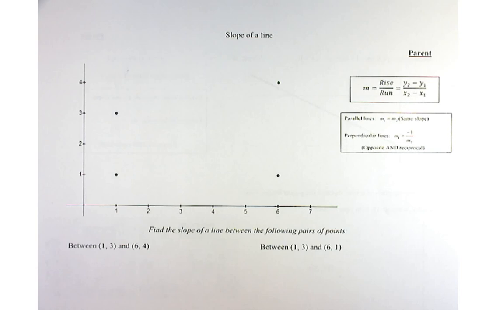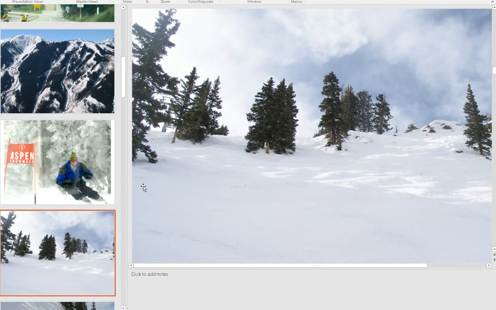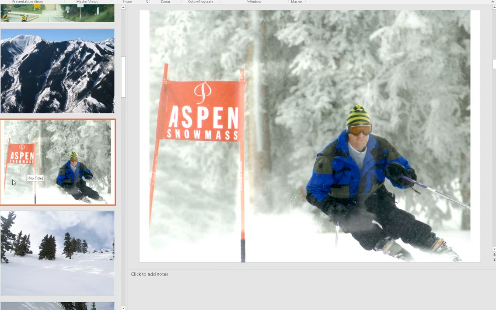Slope. So in particular, this is going to be the slope of lines. Now, personally, when I think of slope, I'm thinking of something more like, I don't know, this right here. That's what I think of when I think of slope. But we have to bring that down a little bit more to a mathematics level.